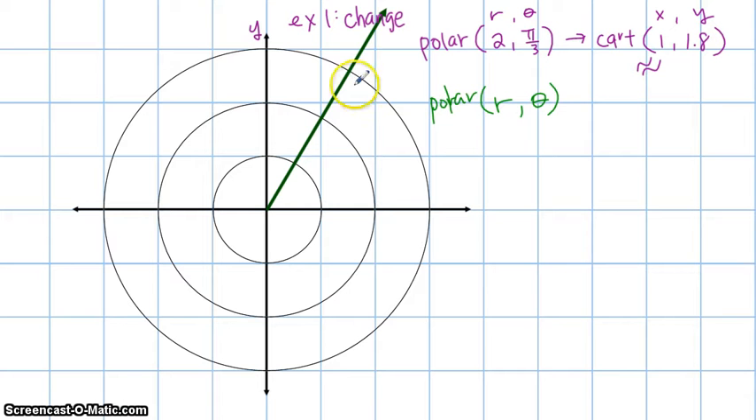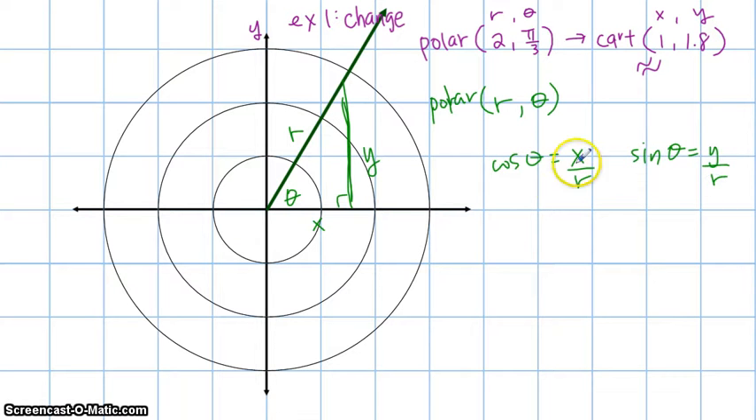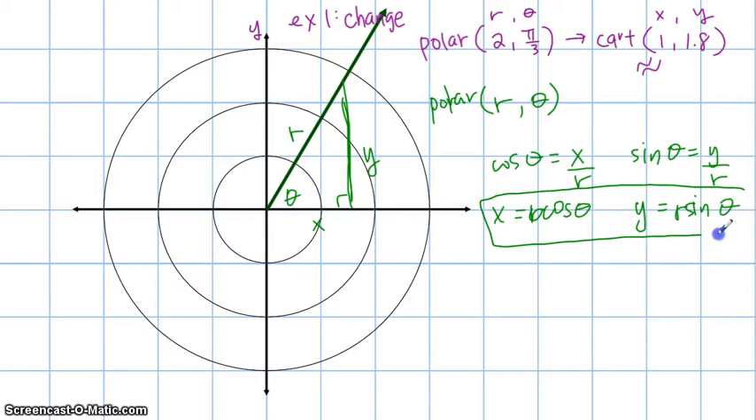Okay, any r and any theta. So we'll just generalize everything. This is my theta and this is my r. We're solving for x and we're solving for y. We know that cosine of theta is equal to adjacent over the hypotenuse, and the sine of theta is equal to the opposite over hypotenuse. When I solve for x, x is going to equal r cosine theta, and y is going to equal r sine of theta. Okay, and this will always be the case.